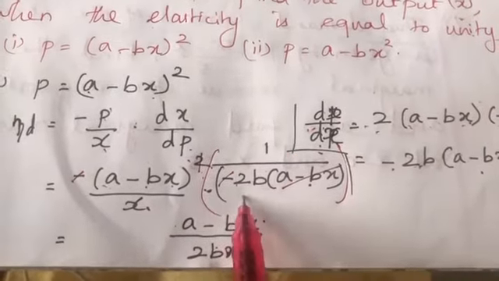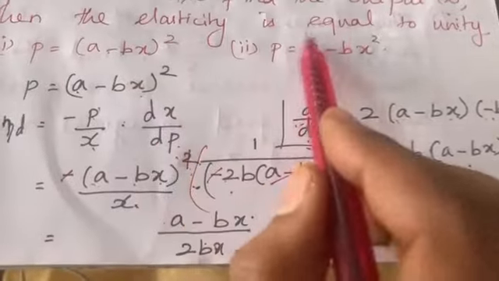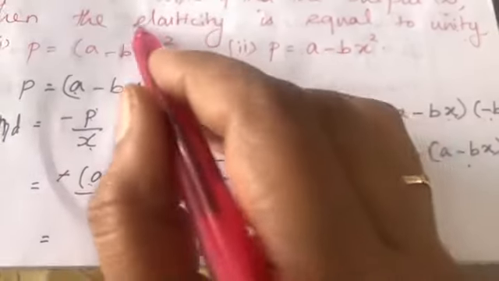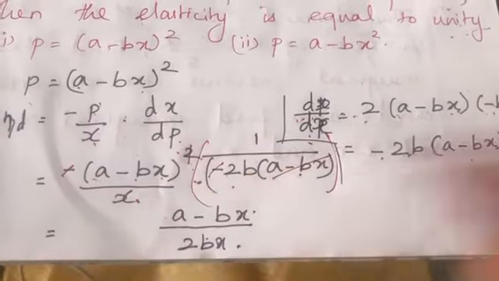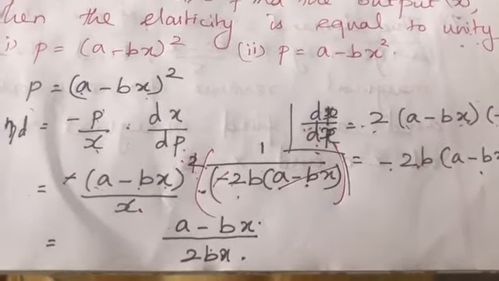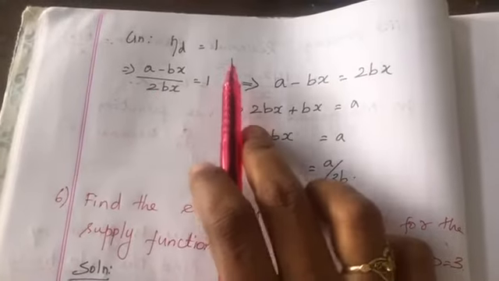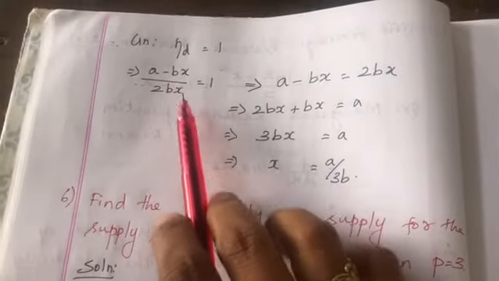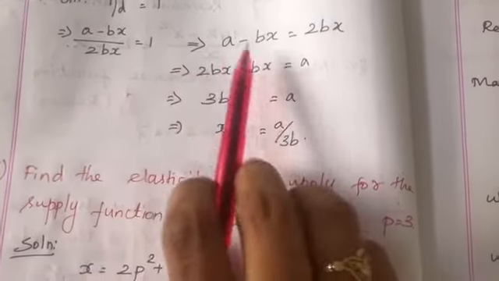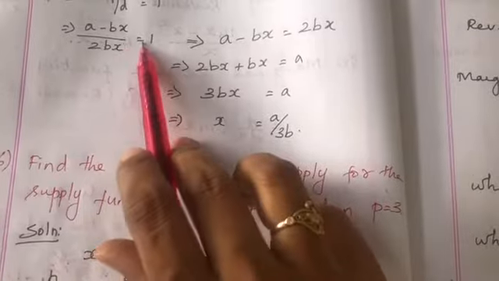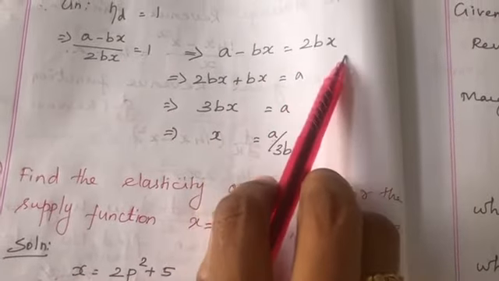Now we have to find the output when the elasticity is equal to unity. Elasticity is equal to unity means eta d is equal to 1. Eta d is equal to 1. So eta d is equal to 1 is given. That implies a minus bx divided by 2bx is equal to 1. So that implies we can cross multiply this. A minus bx is equal to 2bx.